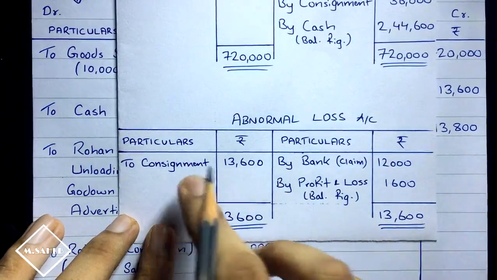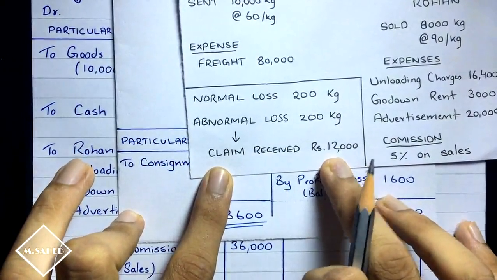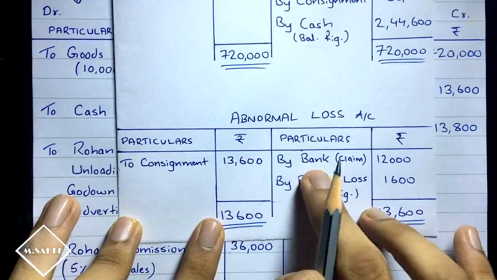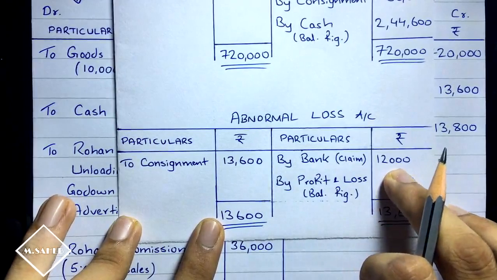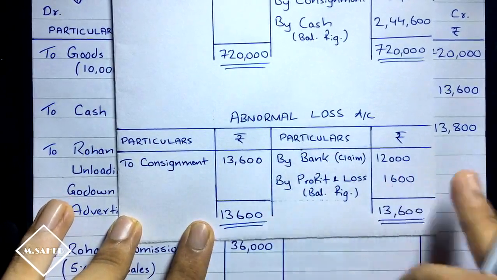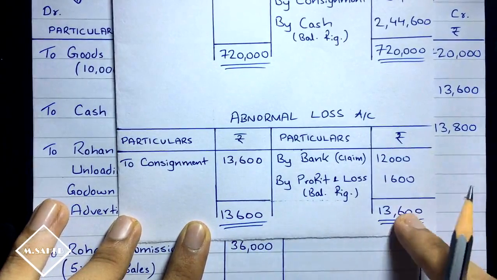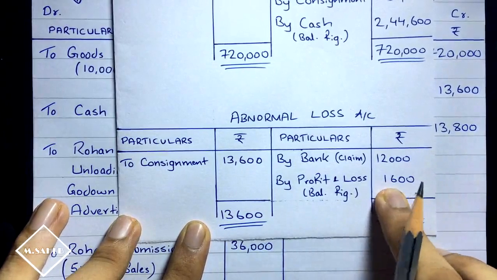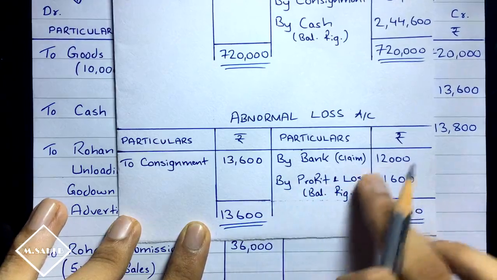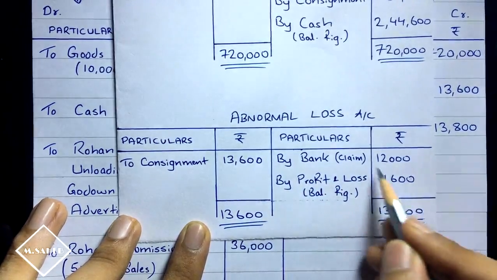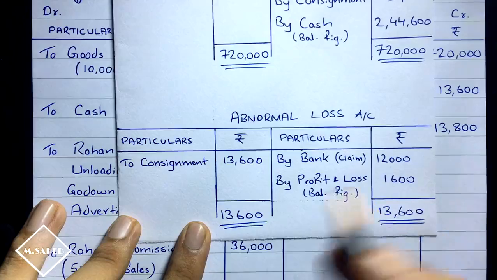And then the insurance claim. How much was the insurance claim? The insurance claim was of rupees 12,000. So you have to take that here as "By bank account", and in brackets, claim, it's better. So 12,000 rupees were received, and then we have to balance this account. See, 13,600 is bigger, so 13,600 on both sides, and then subtract this 12,000 from 13,600. You will get 1,600 as the balancing figure, and you have to take it as "By profit and loss", because this is the net loss. We have received the compensation from the insurance company, and then we have lost this much amount of money. So 1,600 will go to the profit and loss account.